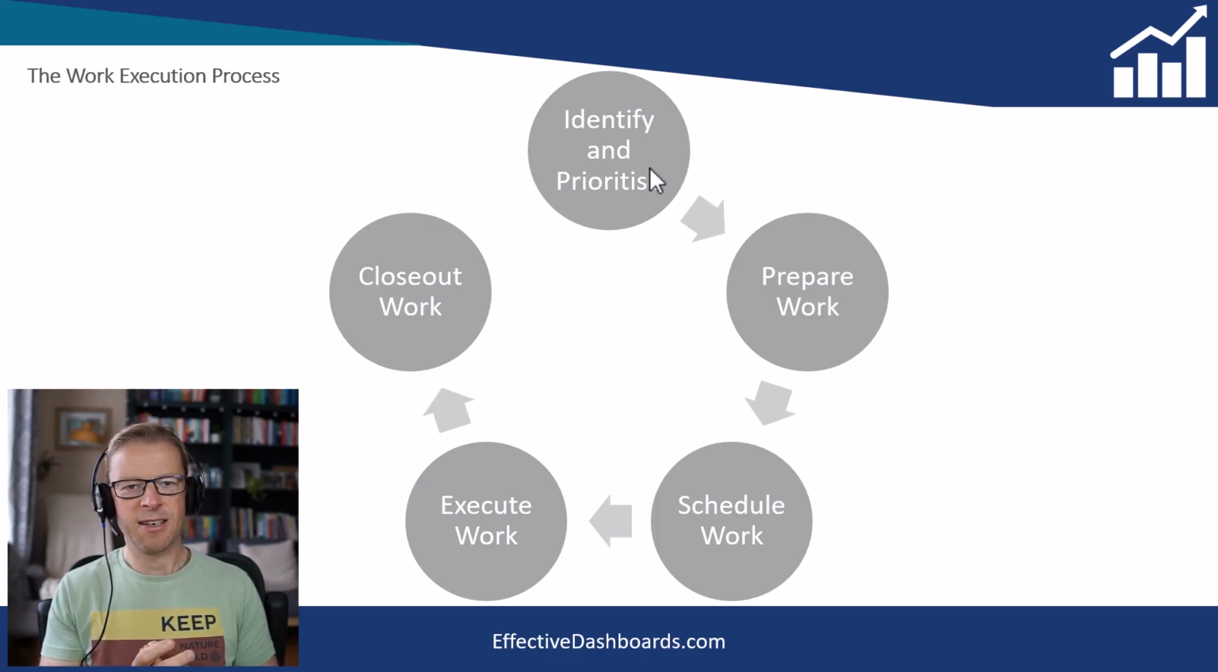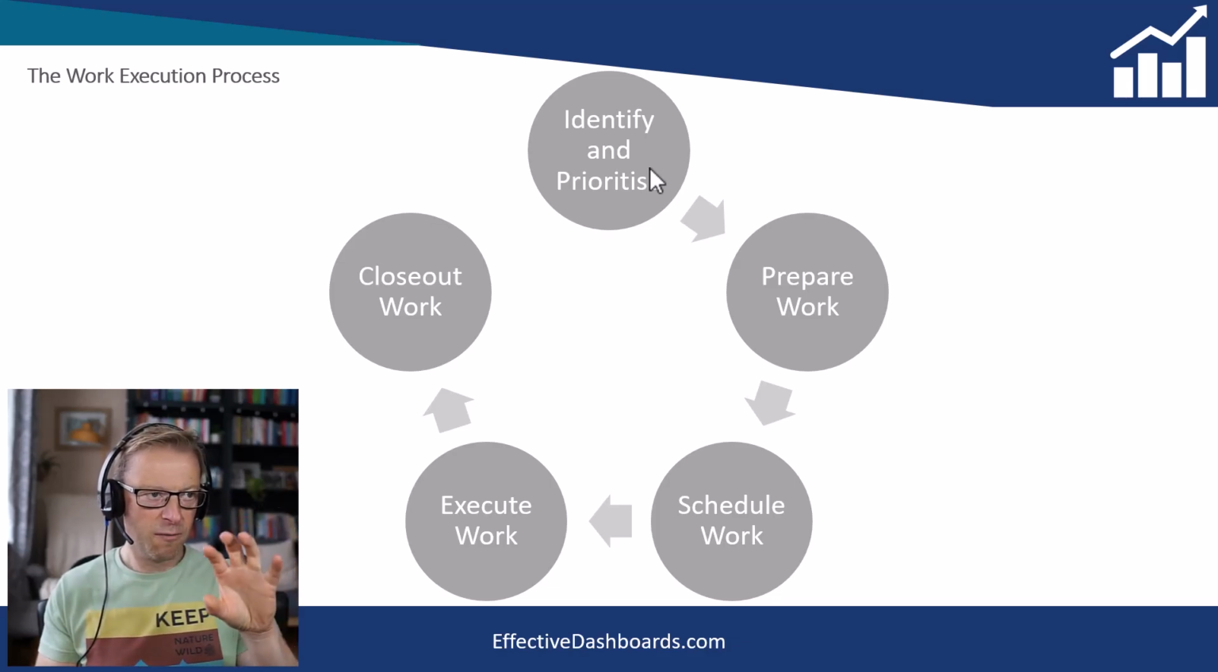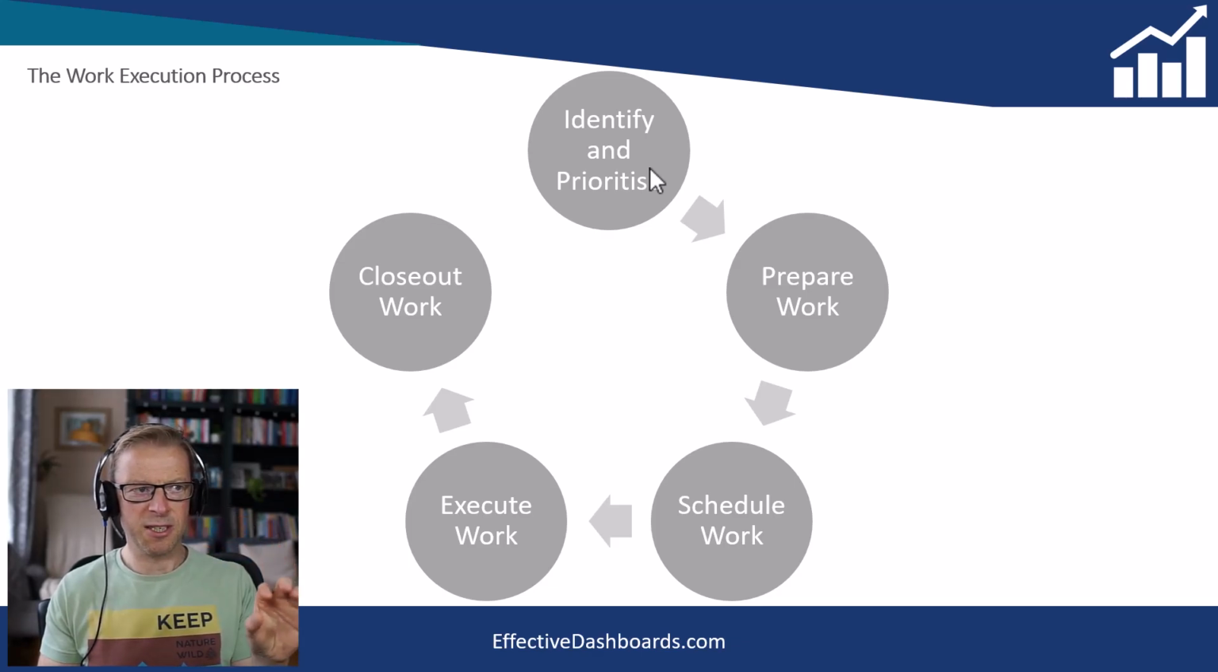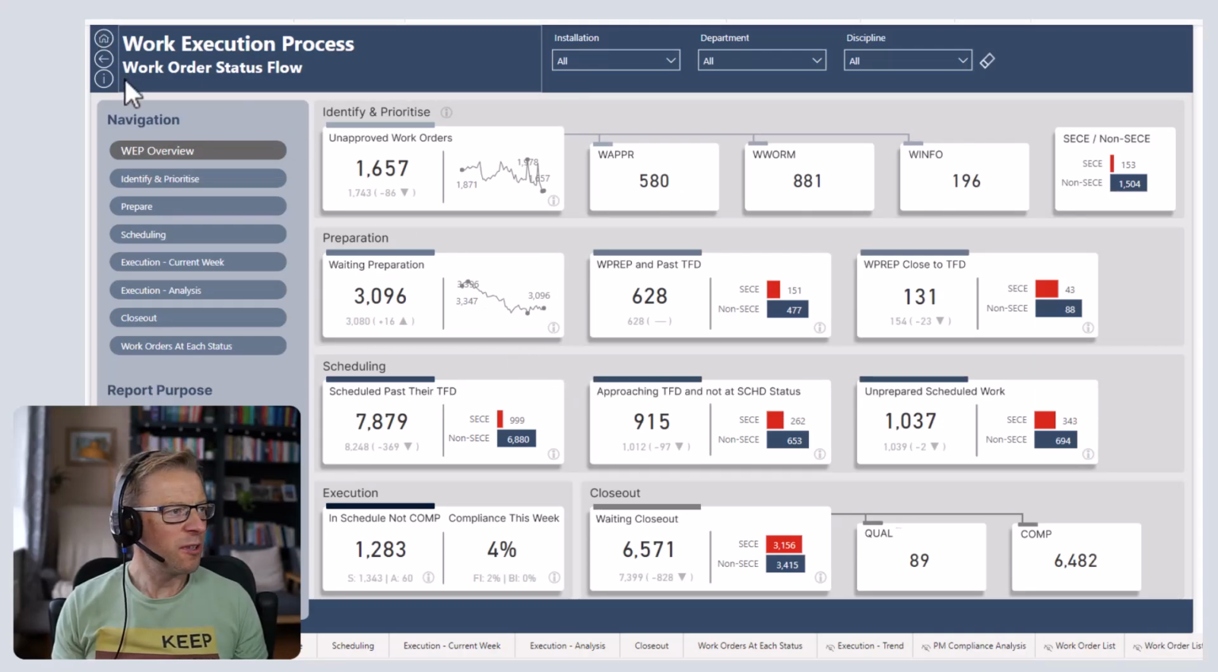So that's the high-level requirements: to be able to track the flow of work through here and identify which work orders within each one of these processes are stuck and need to be progressed to the next stage, so that we can get the work prepared, ready to be scheduled, ultimately executed, and then we make sure that we capture some good quality information once the work's been completed. Okay, so let's get started.